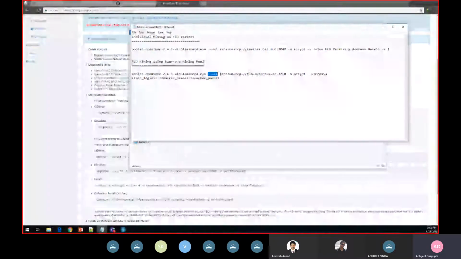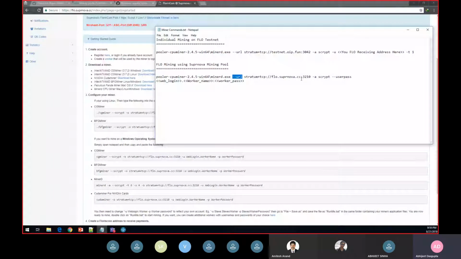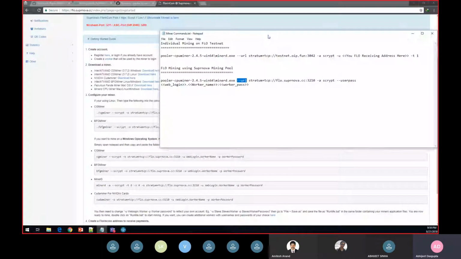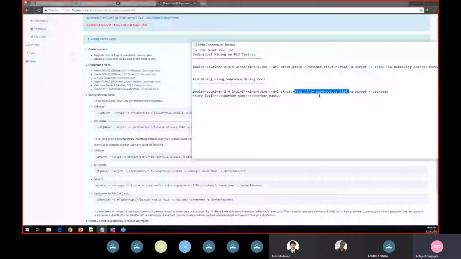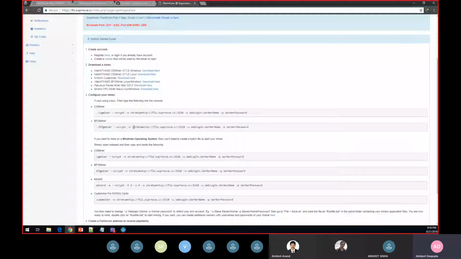The mining pool URL that we are going to use here is flow.supernova.cc, and the port number that Supernova uses is 3210. This entire information is available on their website. If you see, these are the values available, so I just copy pasted those.